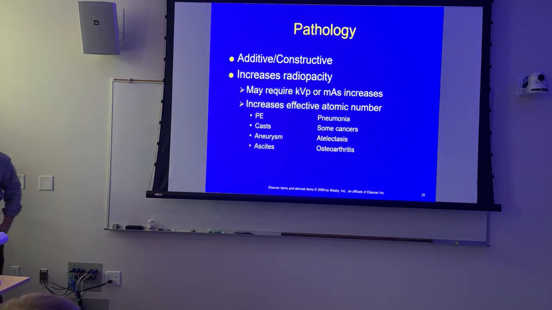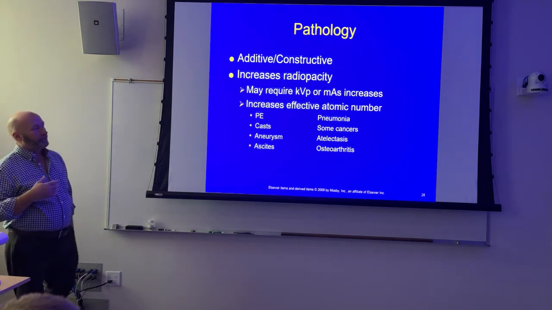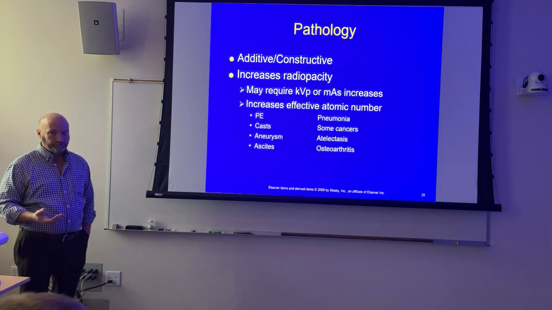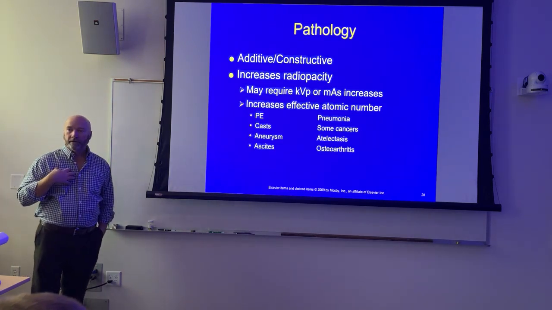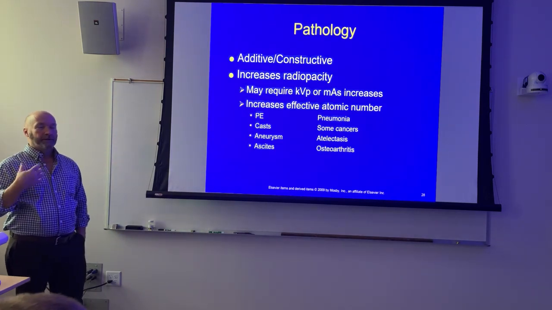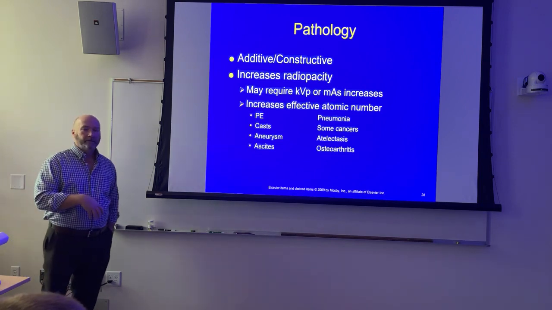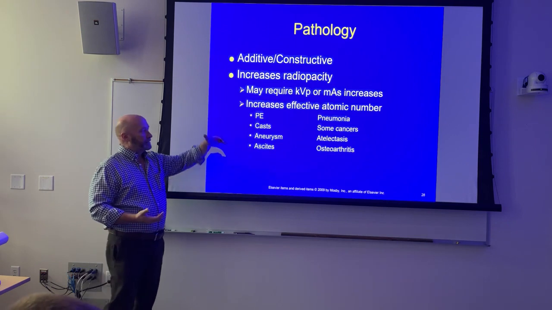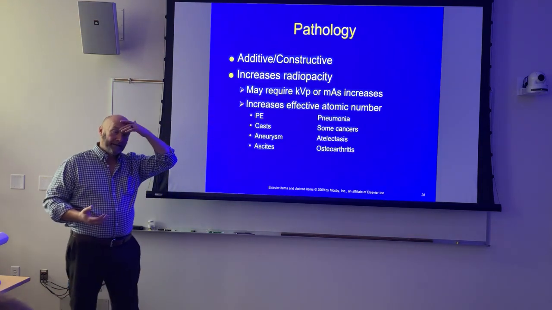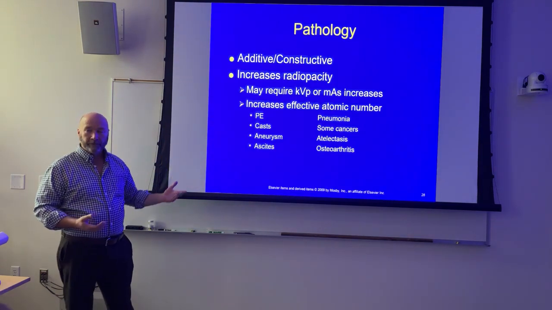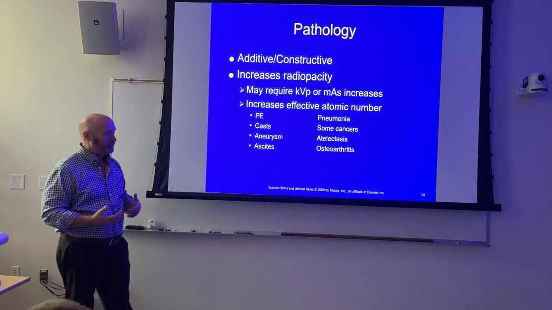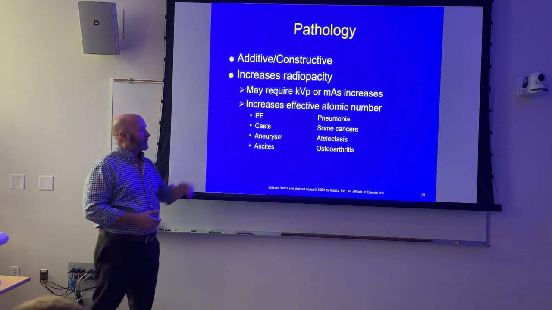So things that increase atomic number, we have pleural effusion. What is pleural effusion? It's in the pleura. Is it too much air or is it water? It's water. It's fluid, right? So again, we go back to what we know about kVp and fluid. Since it's fluid, we don't want to increase kVp. We want to increase mAs, right?